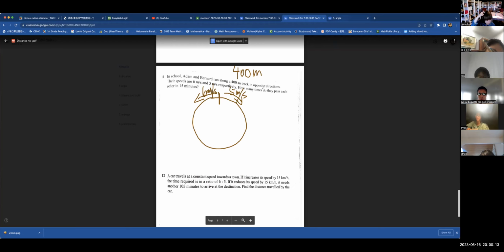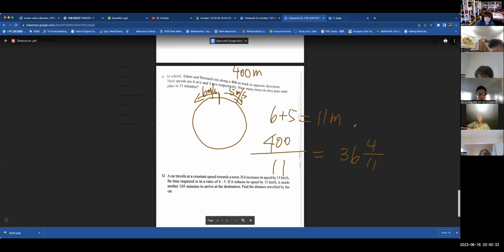So let me ask you a very easy question, okay? So the speed of them is 6 plus 5, right? Because they're heading to each other. So every second they can finish 11 meters altogether. So 400 meters, in order for them to meet, it takes how many? It takes 36 and 4 over 11 seconds.